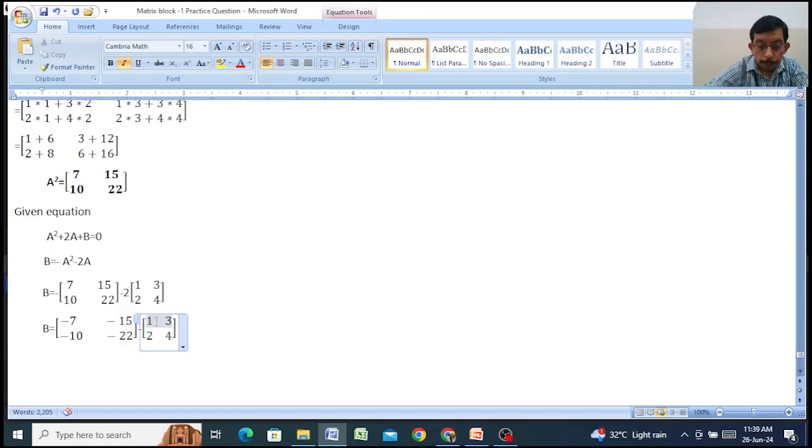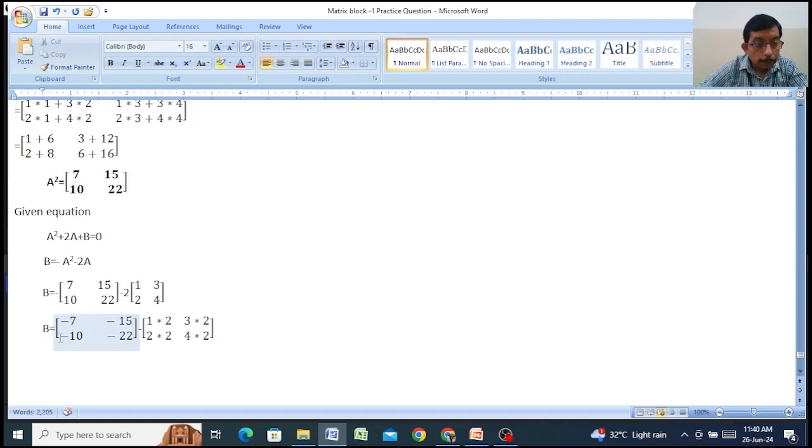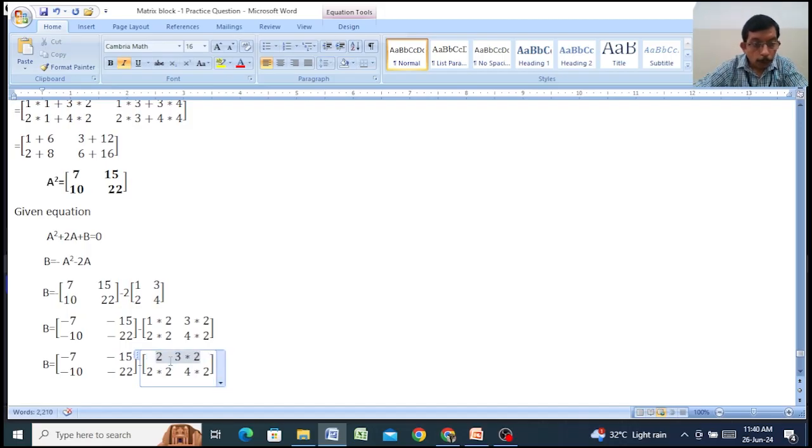Multiplied by 2. 3 multiplied by 2. 2 multiplied by 2. 4 multiplied by 2. Simplify in the next step. 1 into 2, 2, 3 into 2, 6, 2 2s are 4, note down 4, 4 2s are 8, note down 8.